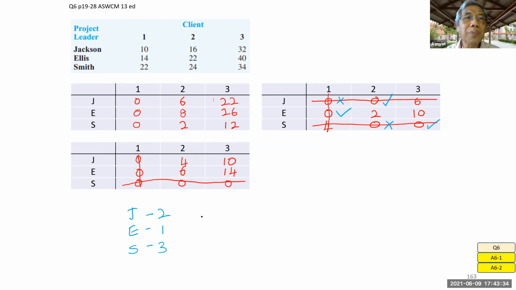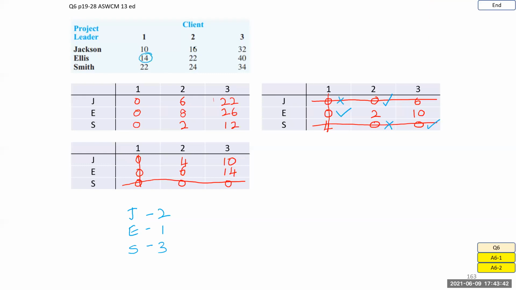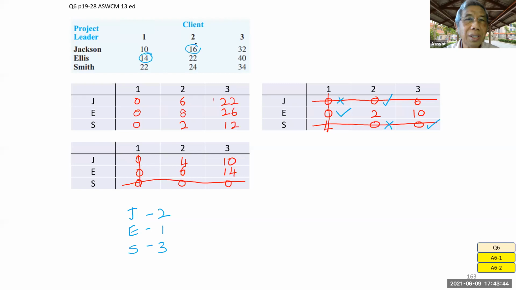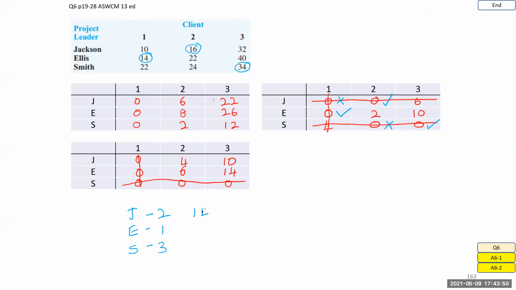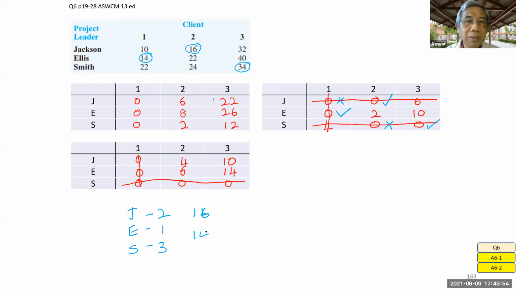Now we take the total time. Alice number 1, plus 16, plus 34. So here you already get the answer: 14, 16, 34. So you get 64. So this is the answer.